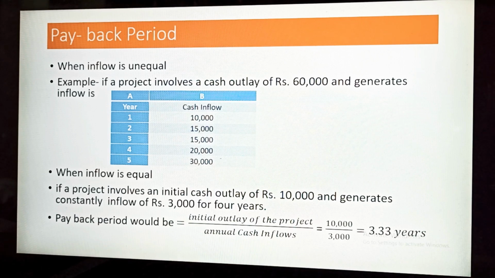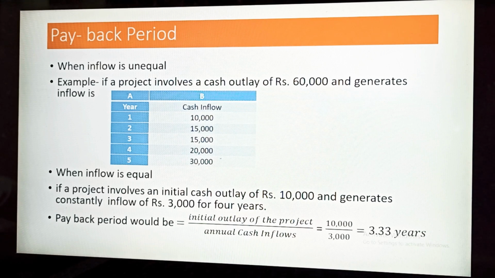There are two types in payback period, depending on how to calculate when inflow is unequal or when inflow is equal. First I will talk about when inflow is unequal. In that case, I have taken one example. A project involves a cash outlay of rupees 60,000; this cash outlay means the initial investment of a business. It generates inflows every year, years 1, 2, 3, 4, 5, with cash inflows of rupees 10,000, 15,000, 15,000, 20,000 and 30,000 respectively.